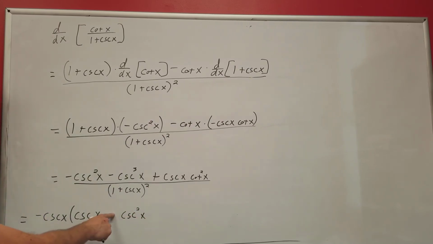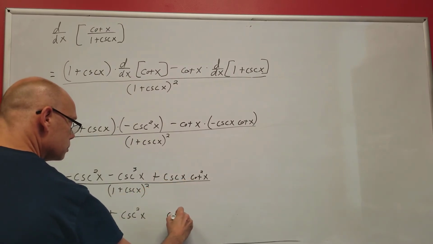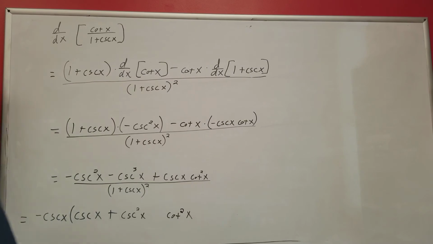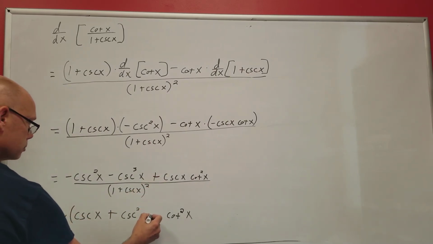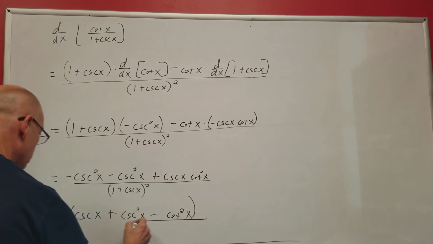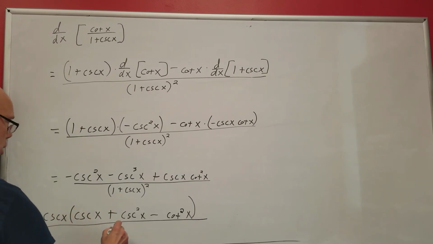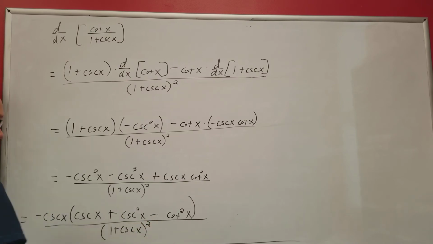Now what sign do I need there? Negative times what gives me a negative? Positive, right? How about here? If I take a cosecant out there, I have what? Cotangent squared. But negative times what sign gives me a positive? That'll be a negative. Close off my parentheses. That's my numerator, over 1 plus cosecant of x quantity squared, like that.